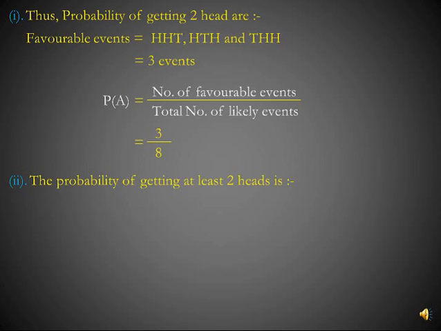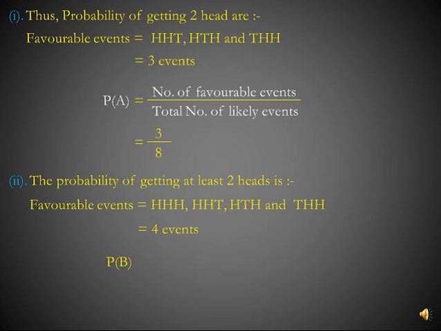Second is probability of getting at least 2 heads. At least 2 heads means we may have 2 heads or 3 heads. So favorable events here are head head head, head head tail, head tail head and tail head head. So in total we have 4 events. So probability of B is equal to 4 upon 8, or we can solve it further as 0.5.